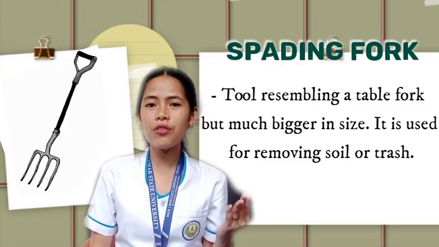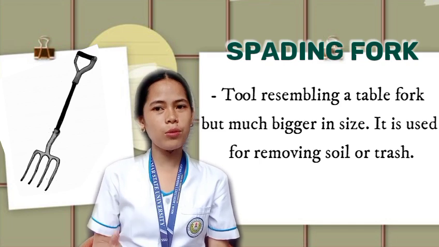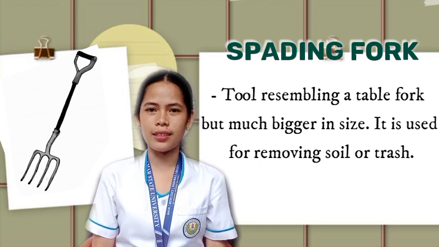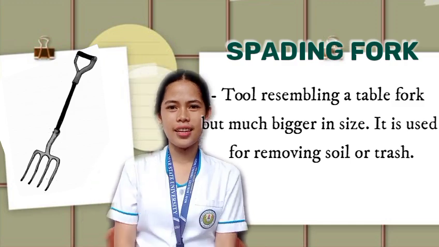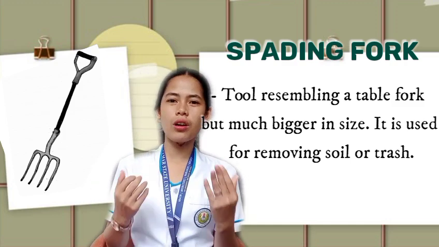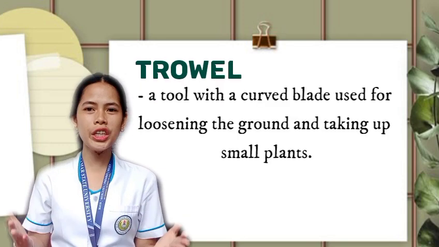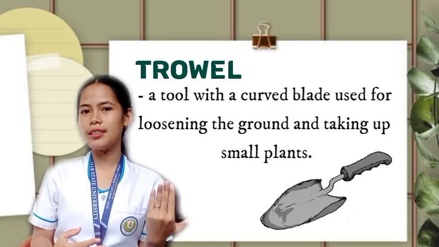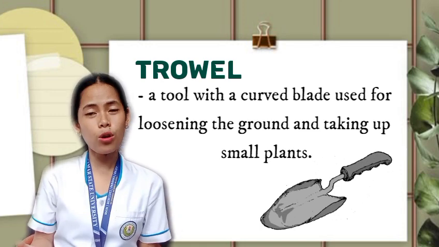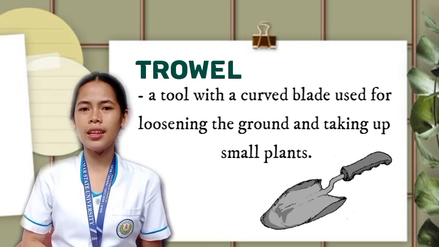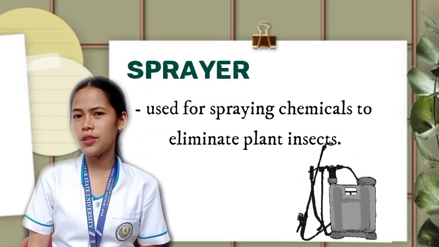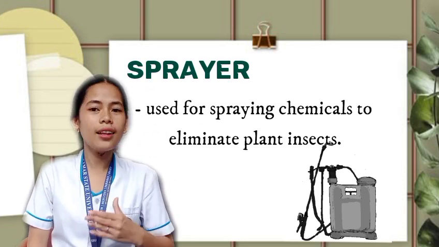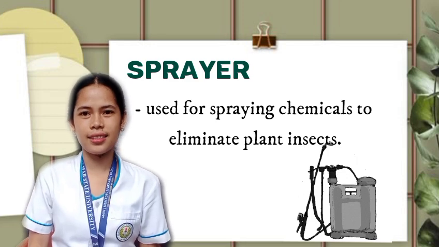And then the spading fork. Spading fork is a tool resembling a table fork but much bigger in size. It is used for removing soil or trash. And then we also have a trowel. Trowel is a tool with a curved blade used for loosening the ground and taking up small plants. And lastly is the sprayer. The sprayer is used for spraying chemicals to eliminate pests and insects.